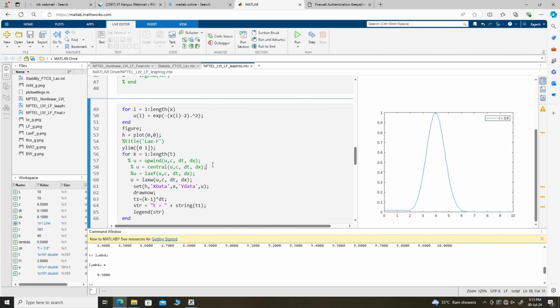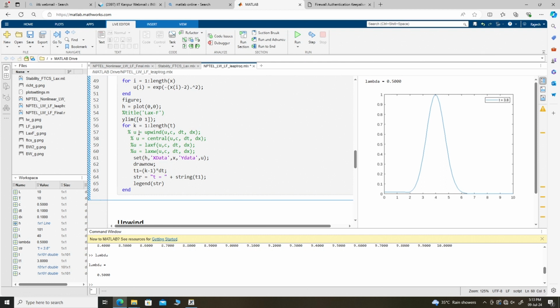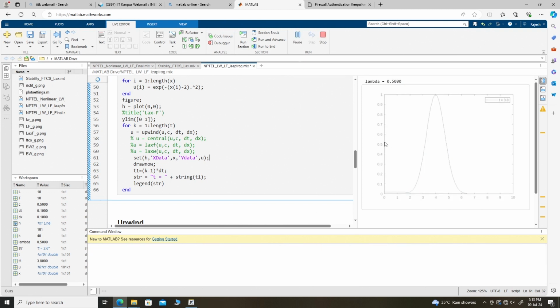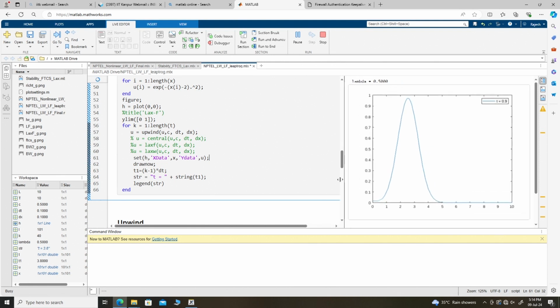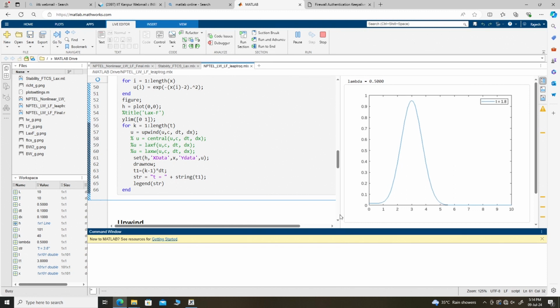First, let's do it for the central scheme. Let me call that. Actually, let me do the upwind scheme first. Let me run that. On the right hand side you can see how things are evolving. I hope you are able to see the movie.